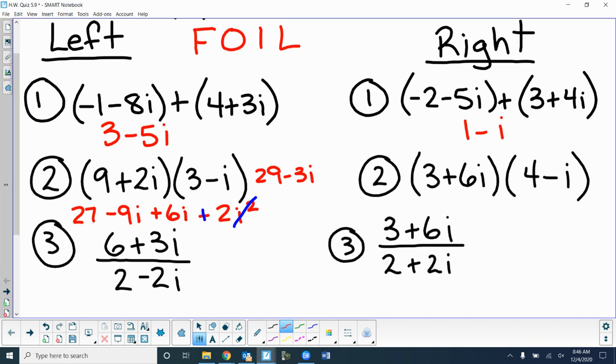Okay, for number 2, Danny, what'd you get? 18 plus 21i. You guys agree with that? I think that's agreeable. Do you agree with that, Cole? Burris, you agree with that? Was it 18 plus 21i? Yes, I agree with that, Danny.